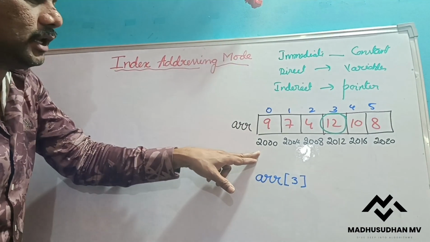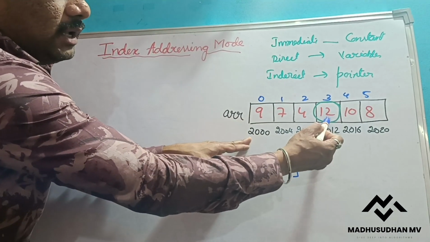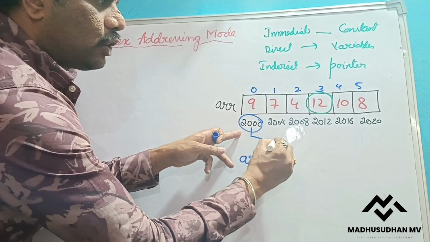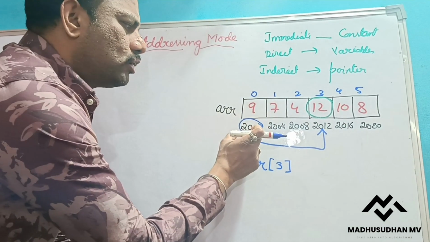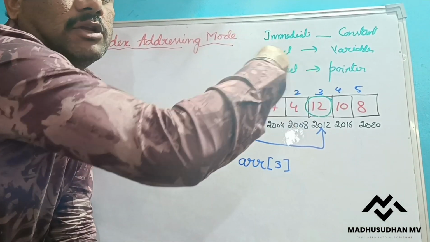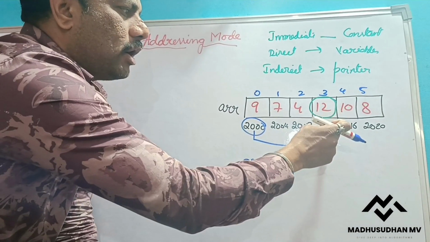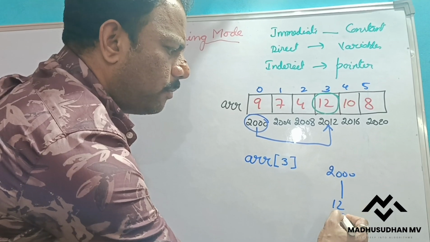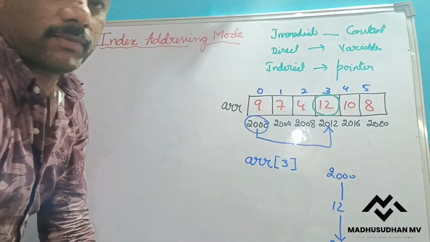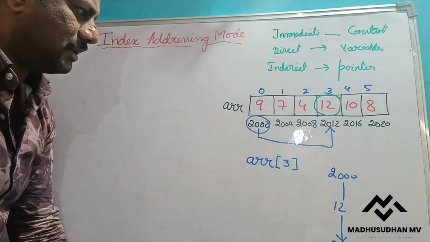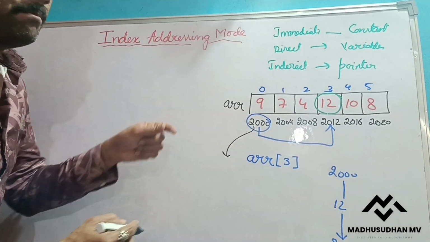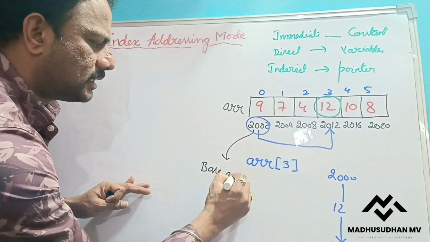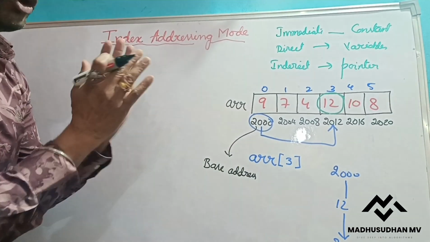Now I know only the starting address. In order to get this 12 from the starting address, I need to move 12 bytes, that means from 2000, I need to move 12 bytes in order to reach 2012. This starting address is also called the base address.